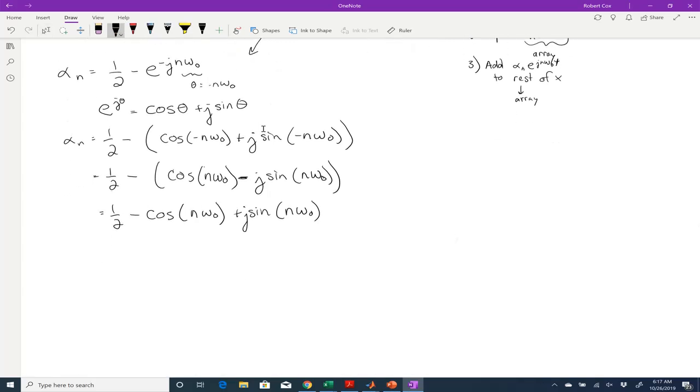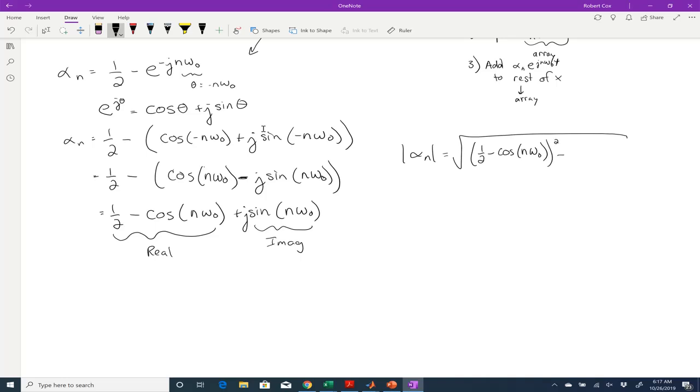So what I see from that is the real part becomes complicated. It has two terms in it. The imaginary part is just that. So that tells me right there that the magnitude of alpha n is the square root of 1/2 minus cosine n omega naught, squared, plus sine squared n omega naught, like that. So I can put all that together.